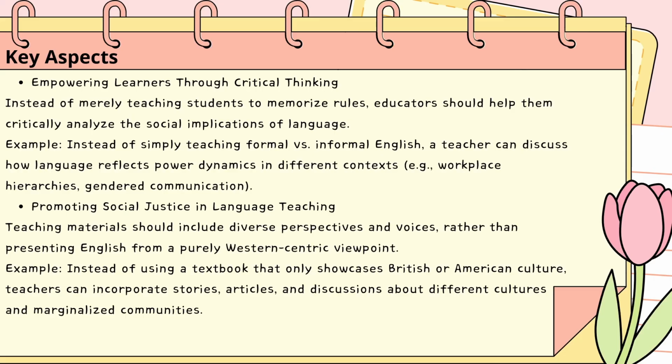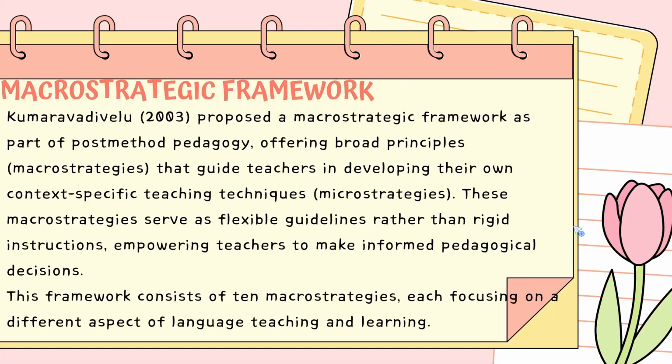And then next, promoting social justice in language teaching. So, teaching materials should include diverse perspectives and voices, rather than presenting English from a purely Western-centered viewpoint. For example, instead of using textbooks that only showcase British or American cultures, the teacher can incorporate stories, articles, and discussions about the different cultures and marginalized communities. So not only from the textbook, teachers can do it with stories, articles, or discussions about the different cultures.